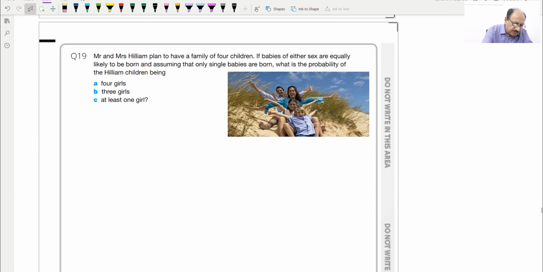Question number 19 says Mr. and Mrs. Hilliam plan to have a family of 4 children. If babies of either sex are equally likely to be born, and assuming that only single babies are born, what is the probability of the Hilliam children being 4 girls, 3 girls, and at least 1 girl?